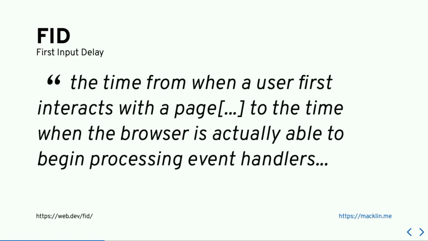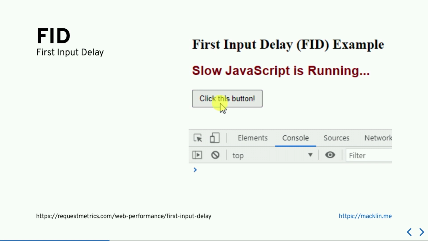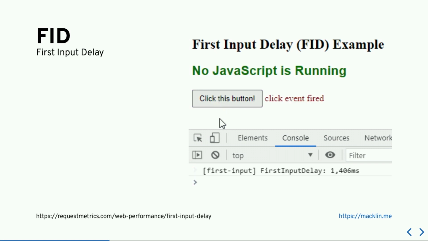The next one we've got is first input delay. This is the time from when a user interacts with the page to when the browser is actually able to begin processing of the event handlers and when it renders the outcome of that action. This one's a little bit trickier to visualize. I did this really simple example to show that.